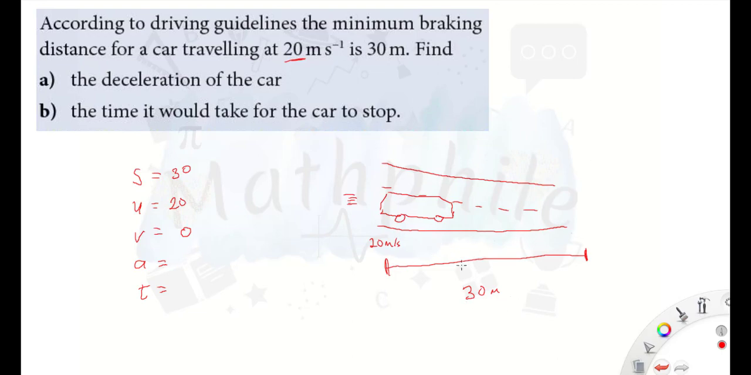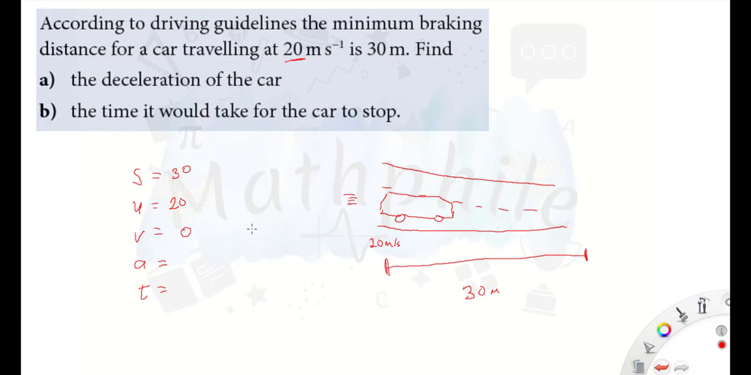So at the end of the 30 meters, the car is going to come to a stop, and the initial speed is 20 meters per second. So with these three values, you should be able to calculate the deceleration. One thing too, because the question was talking about deceleration, you should know that the initial velocity should be greater than the final velocity because it's reducing. Deceleration is reduction in speed.